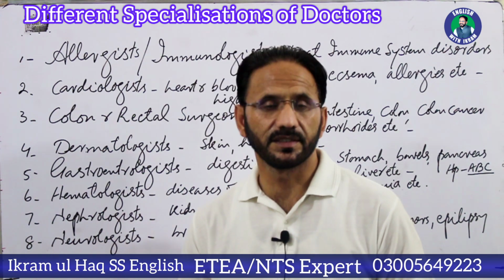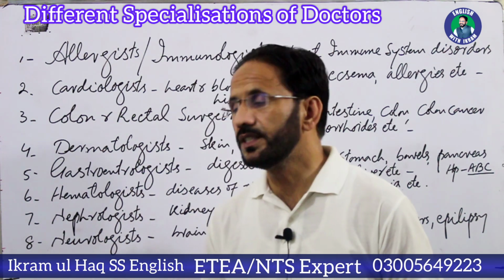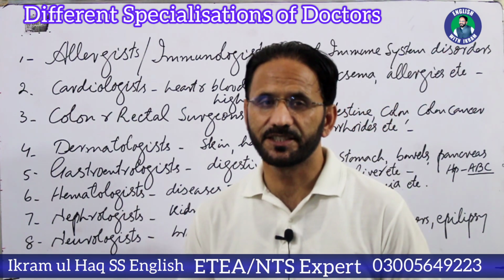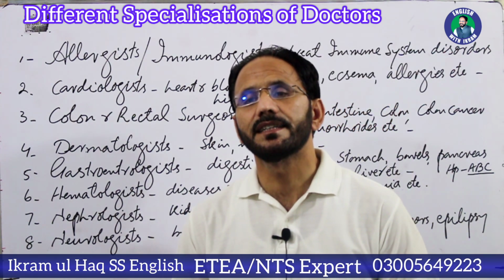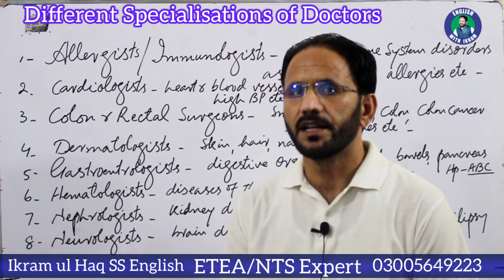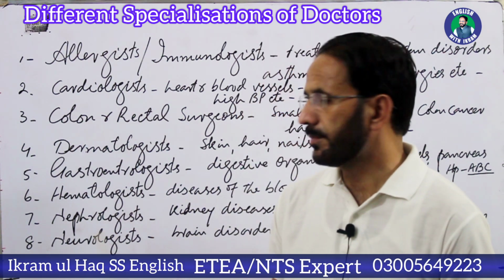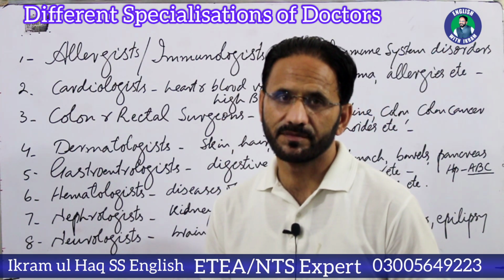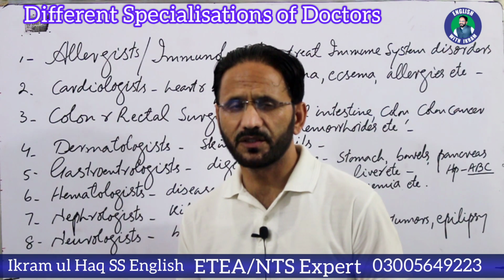Number 7, nephrologist. Nephrologist is the person, he is a doctor who is concerned with the diseases related with kidneys. He is expert in the diseases related with kidneys. And such person is called nephrologist. Number 8, he is neurologist. I think you know that this is very common.